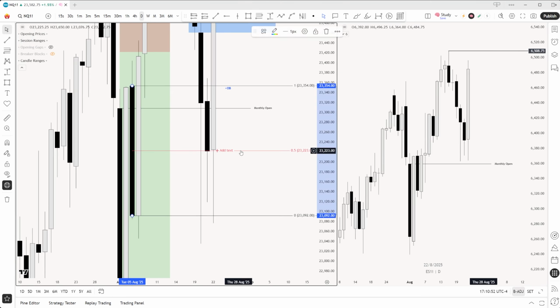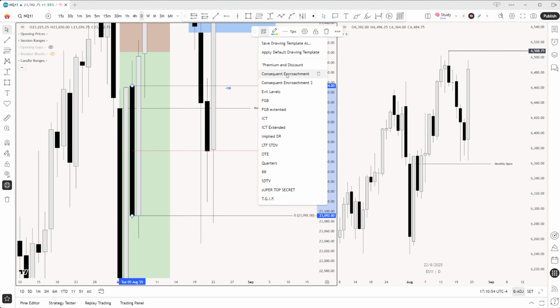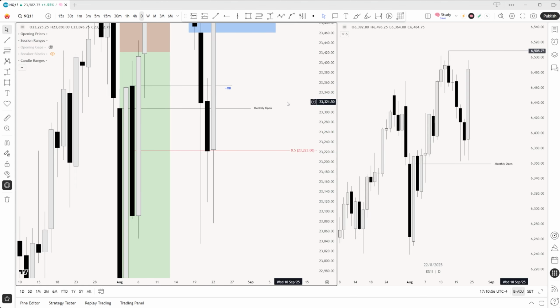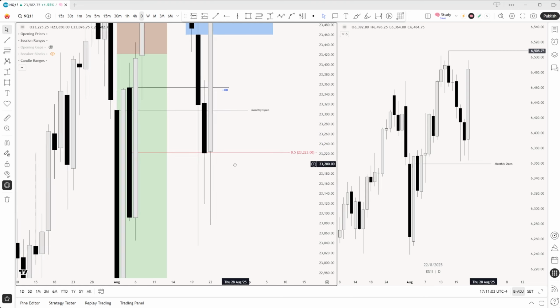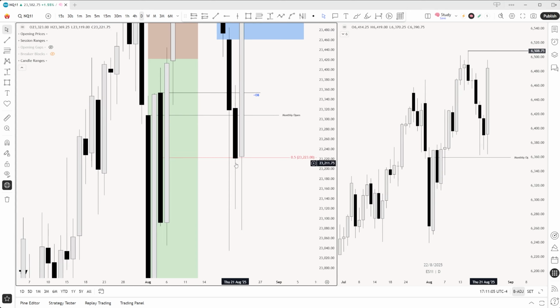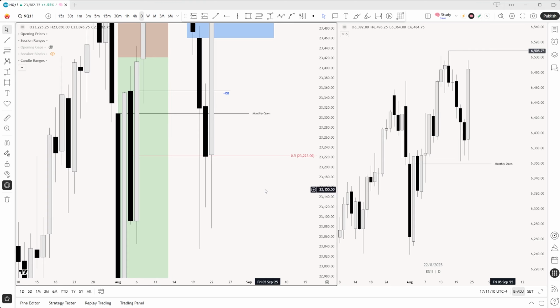Why did I misdraw it? I think I did misdraw it at the beginning of this call. I think I drew it like this. But here we did close below it. What is the close of this candle? 23,221.75. So we did close 2 points below it, which is a mohawk.